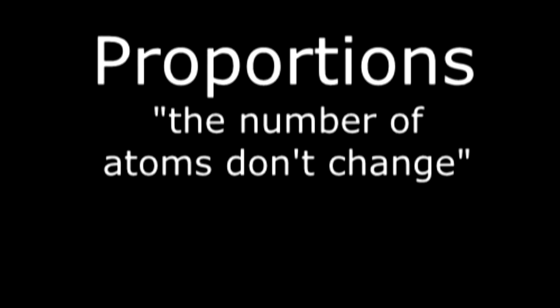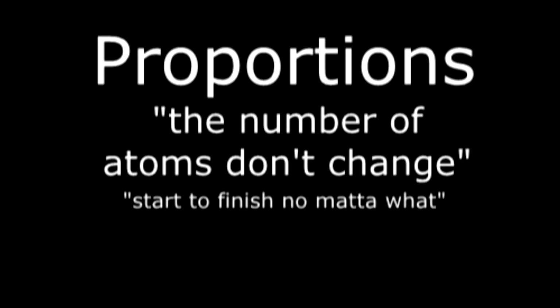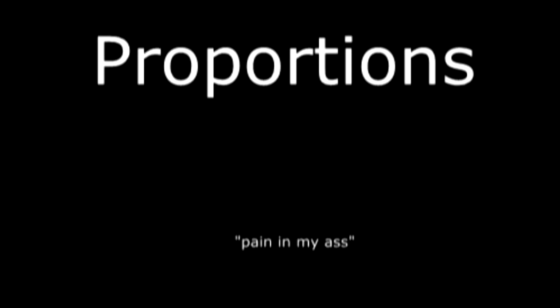Alright, so proportions basically say that the number of elemental atoms from the start of a reaction will be the same as at the end of the reaction. It's conservation of mass. I really don't understand why they're making it complex and calling it something called proportions. It's a real pain, but you gotta do what you gotta do.